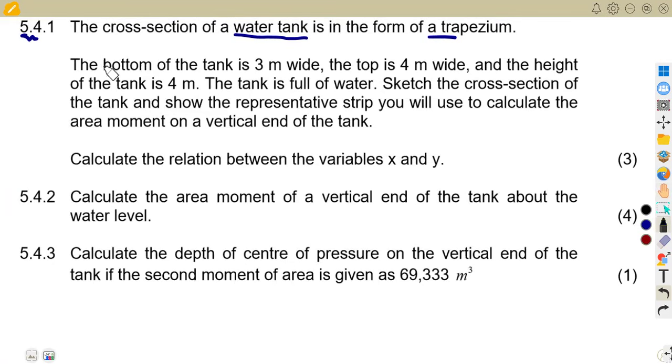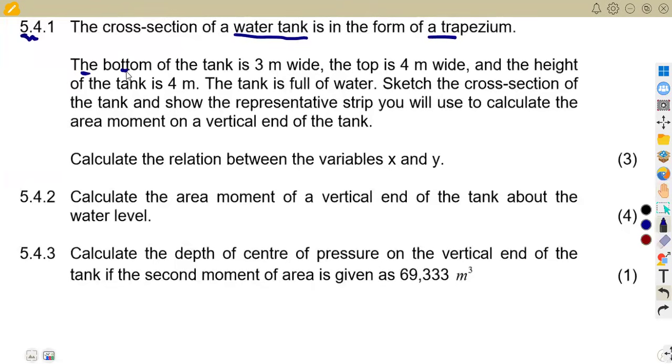Okay, remember a trapezium can be this way. That's a trapezium. A trapezium can be this way. We can have the bigger side on top like this. It's a trapezium. We can have a trapezium like this. So we want to know the shape that you're given. It's a trapezium, but how are we going to construct our trapezium?